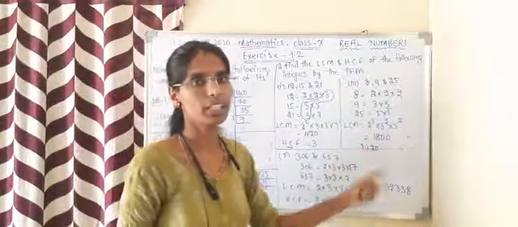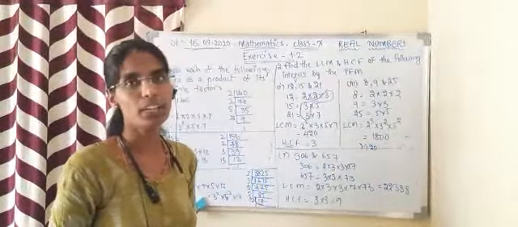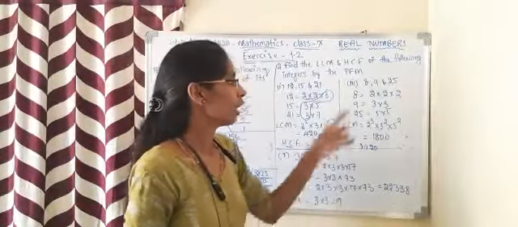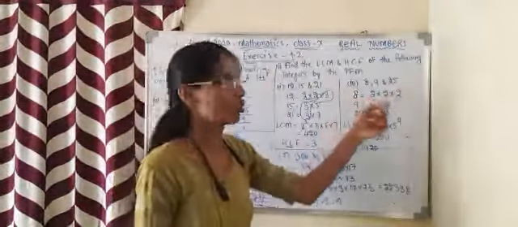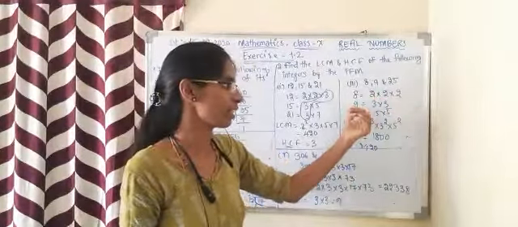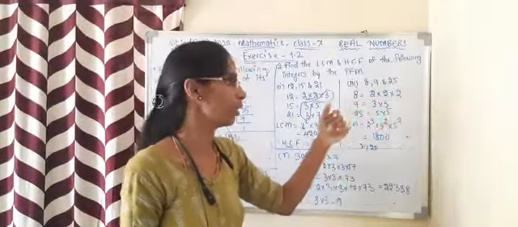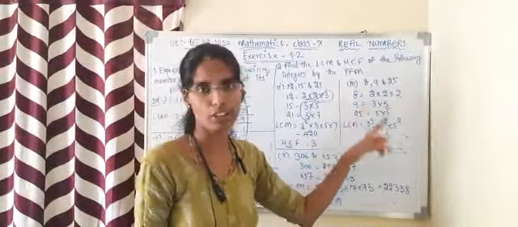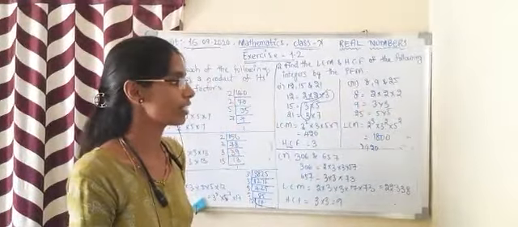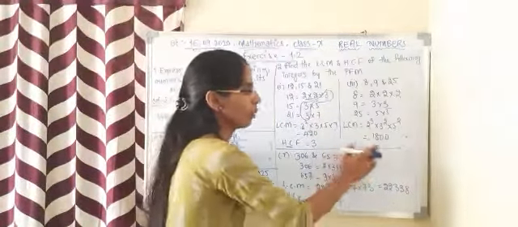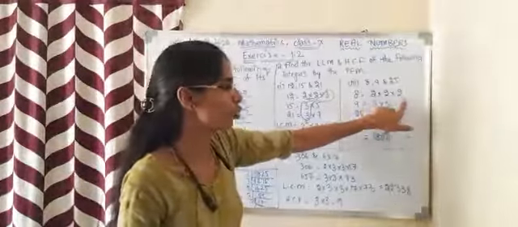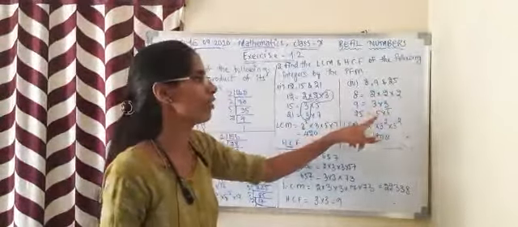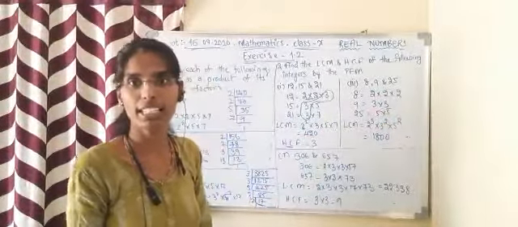Now the second one is 8, 9 and 25. 8 can be written as 2 into 2 into 2, which are prime numbers. 9 can be written as 3 into 3. 25 can be written as 5 into 5. Now what is the common factor here? We don't have any common number because all we have here is 2's, here we have 3's and here we have 5's. So we don't have any HCF here.